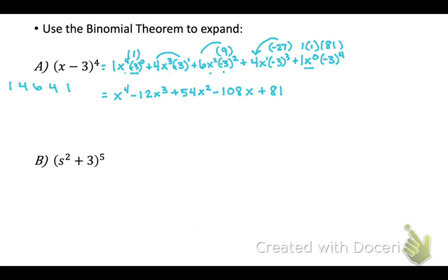Okay, so now I have s squared plus 3 to the 5th. So what row do I need? The 5th. Well, I need the 6th. No, it's the 5th row. It's called the 5th row because there's a 0 row. We're always going to say 5th row. Okay. So it's going to be 1, 5, 10, 10, 5, 1. Okay, so those are my coefficients, right?